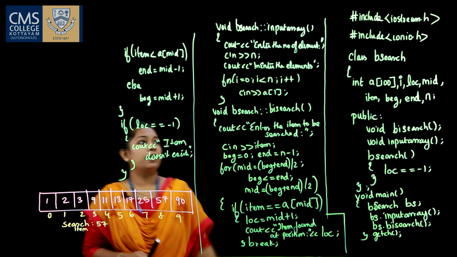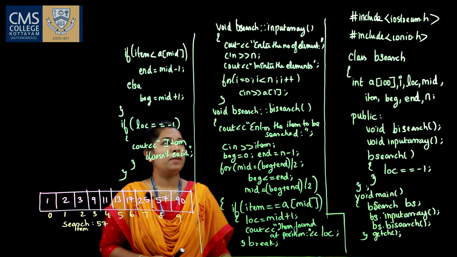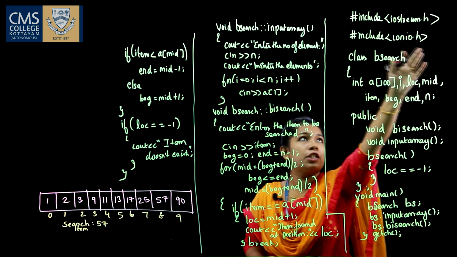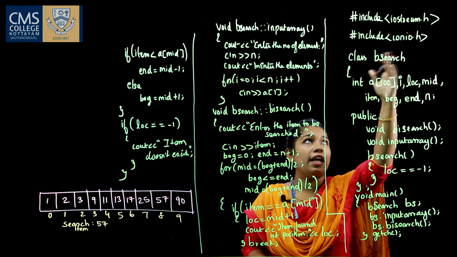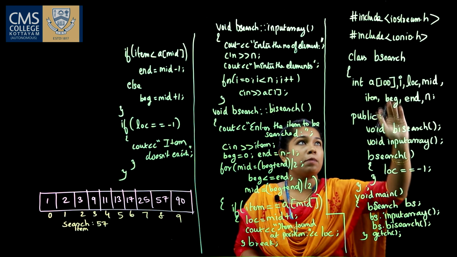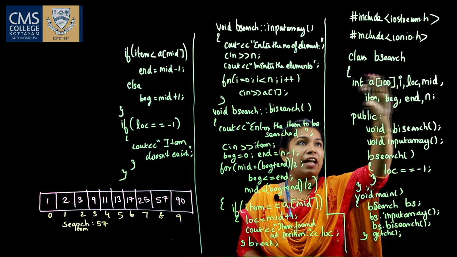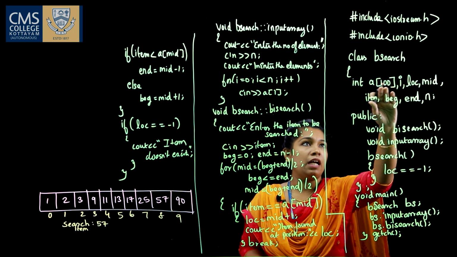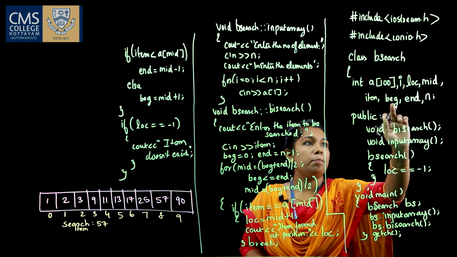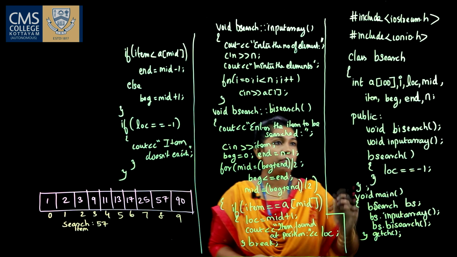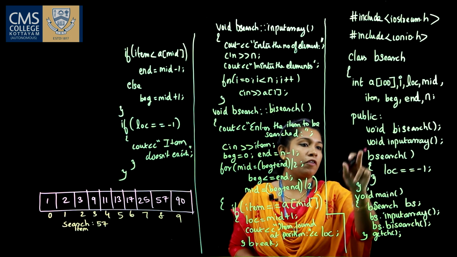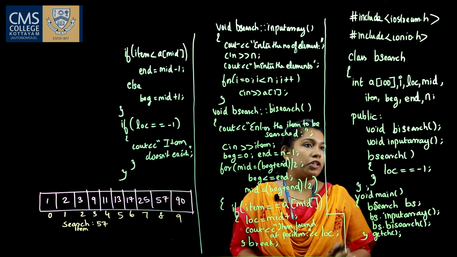This is our C++ program for implementing the binary search. As usual, we have started with the header files iostream.h and conio.h. Then I have a class here, and the class name is bsearch. Inside that, as private members, I have given some data members. I have declared an array, then i, LOC, mid, item, beg, end, n, etc. Then inside the public section, I have 3 member functions. Two are member functions, and the third one is a constructor.